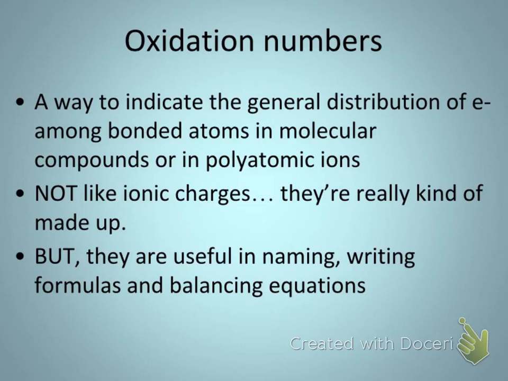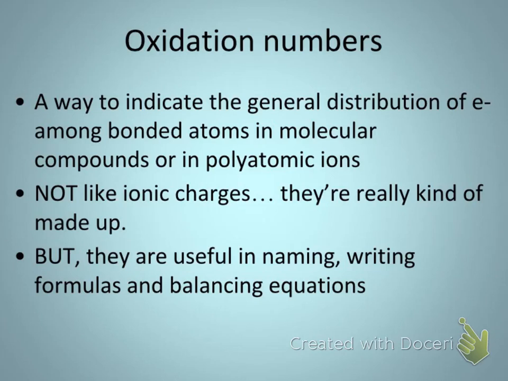If you have a +1 oxidation state or a +1 charge, you have given up 1 electron. But oxidation numbers aren't really a charge because there's not been a literal transfer of an electron. So it's sort of like a pseudo charge. We use them when we're doing formula writing and balancing equations. And we use them if we're using the stock system to name stuff.